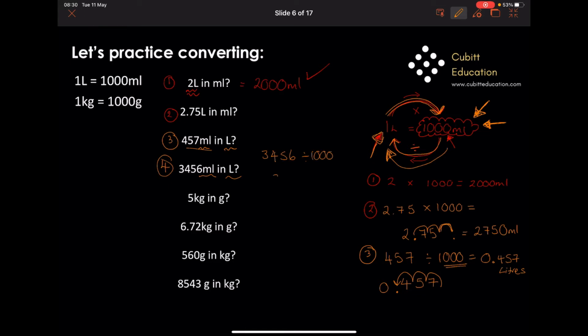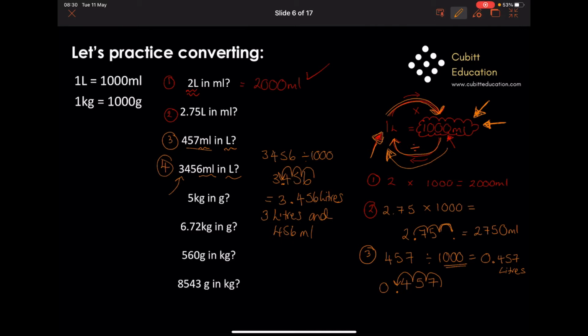Okay. Again, if I wrote that down like this, we would go back 1, 2, 3, and your decimal point would end up there, which means your final answer would be 3.456 litres. Which again makes sense because you've got 3,000 of them and then 456 as well. So 3 litres and then 0.456 of a litre. Or you could say 3 litres and 456 millilitres.